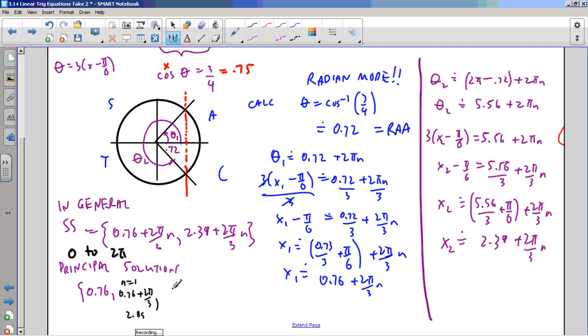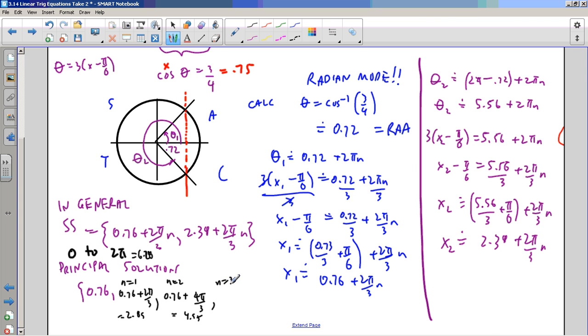Right? Well, I've got to keep going. What happens if n is 2? Maybe that doesn't get me over 2 pi. And remember, 2 pi is about 6.28. So anytime it gets over 6.28, that's when I know I'm done. And I put in n equals 2 into that calculation, 0.76 plus 4 pi over 3, and I get that solution is about 4.95, and I keep going.